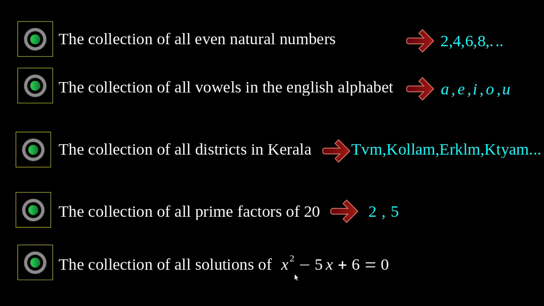And the last example, the collection of the solutions of x square minus 5x plus 6 equals 0. X square minus 5x plus 6 equals 0 is a second degree polynomial. It is a quadratic equation. By the solution we mean the value of x. How can we find the solution of this equation?